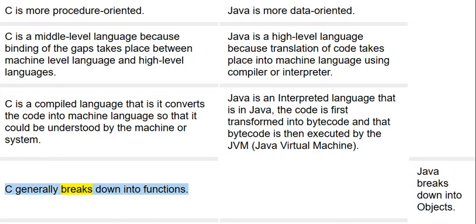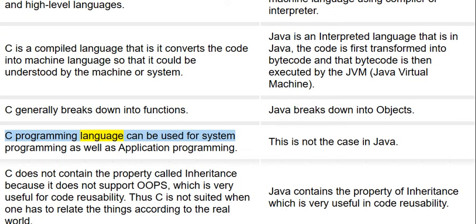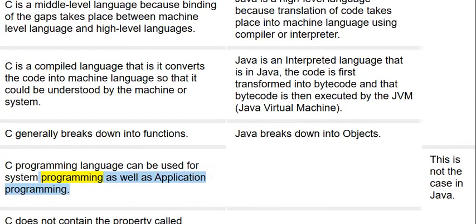C generally breaks down into functions. Java breaks down into objects. The C programming language can be used for system programming as well as application programming. This is not the case in Java.